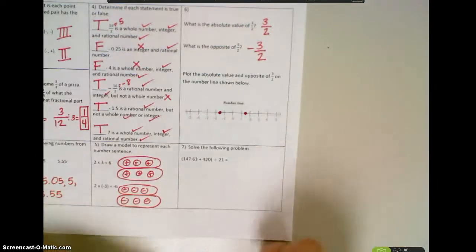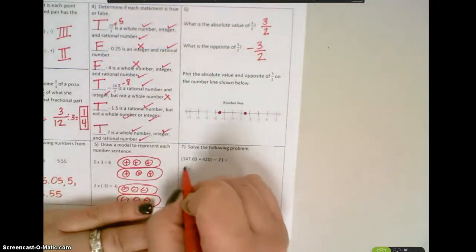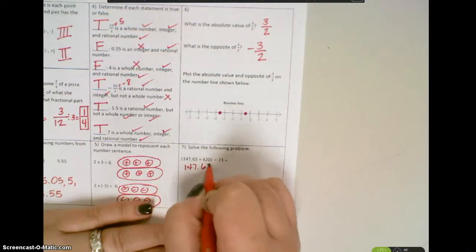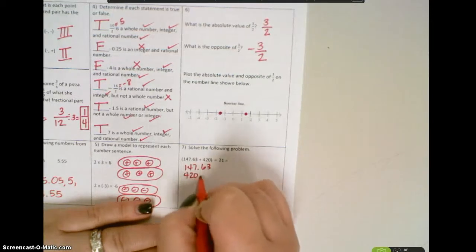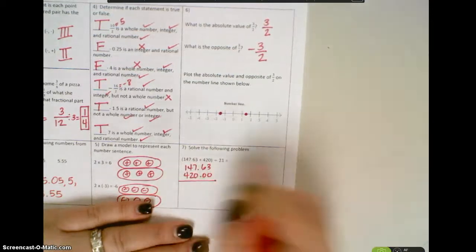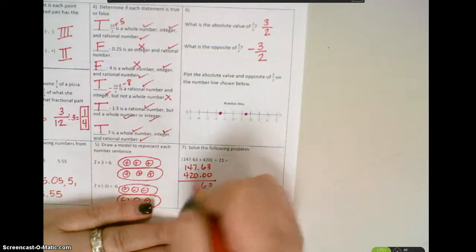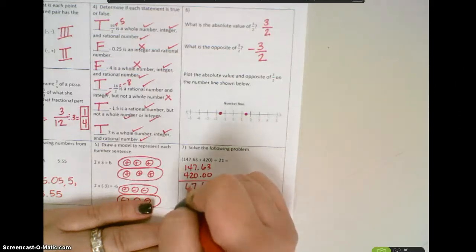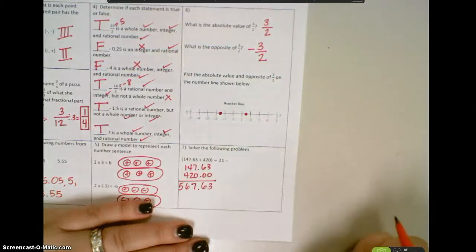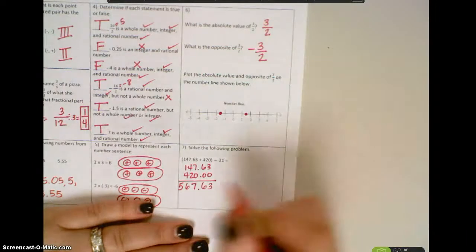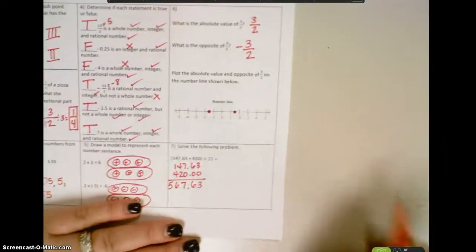Solve the following problem. Okay, so we're going to start by adding our 147 and 63 hundredths plus 420 because that is in parentheses, so we would do that first. So when we add that up, we get 567 and 63 hundredths. And now I need to divide that by 21.